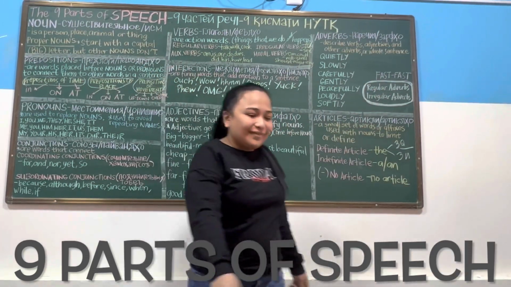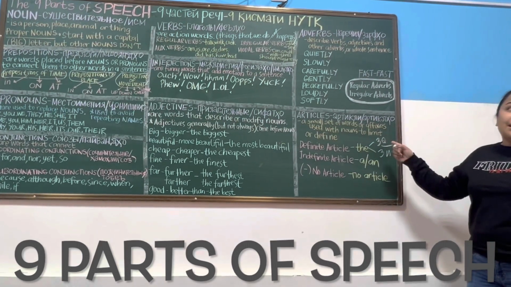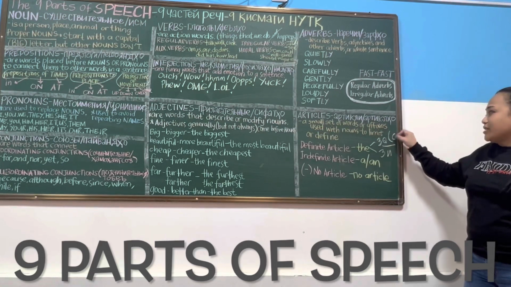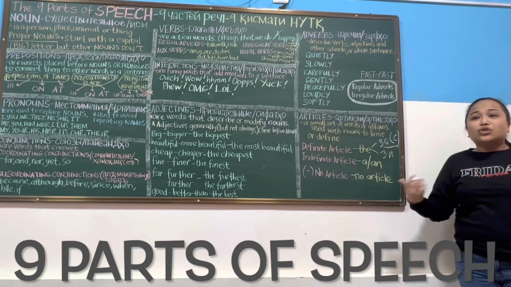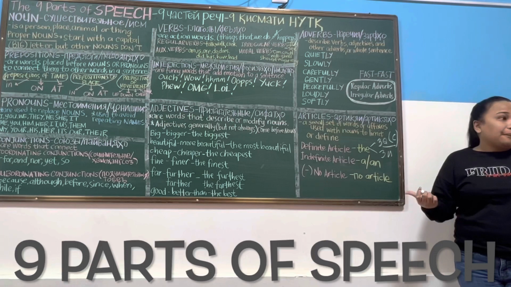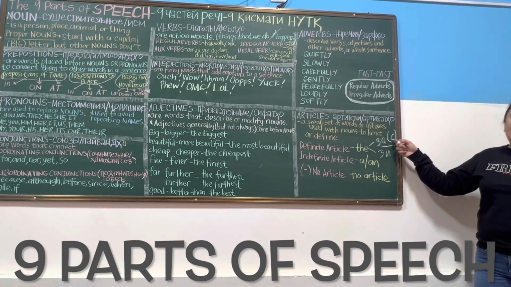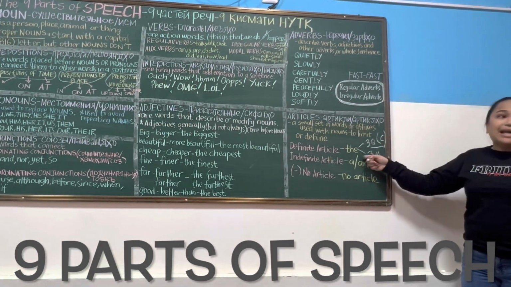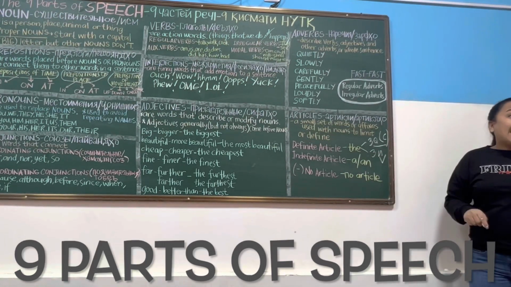Listen, we use "the" if after the "the" is a consonant. The book, the car, the dog, the teacher, the school, the learning center. We say "the" if after the "the" is a consonant letter. You understand? And "the", we use it if after is a vowel.